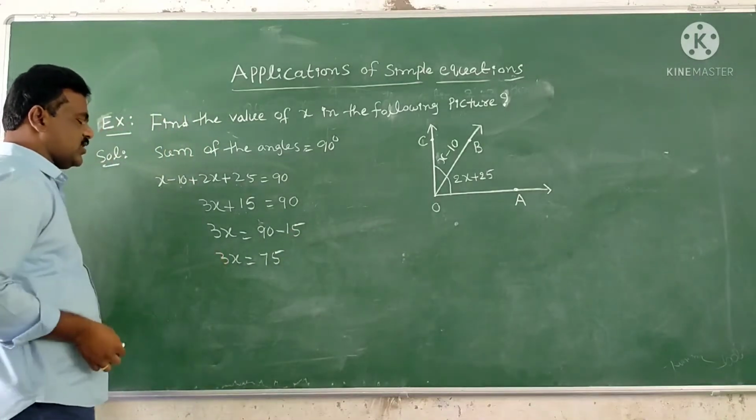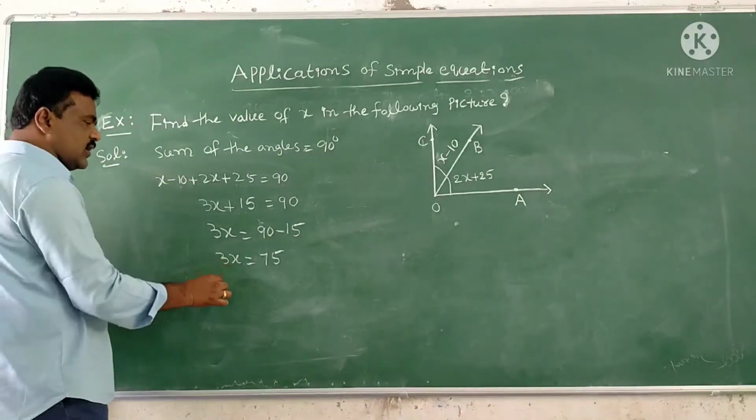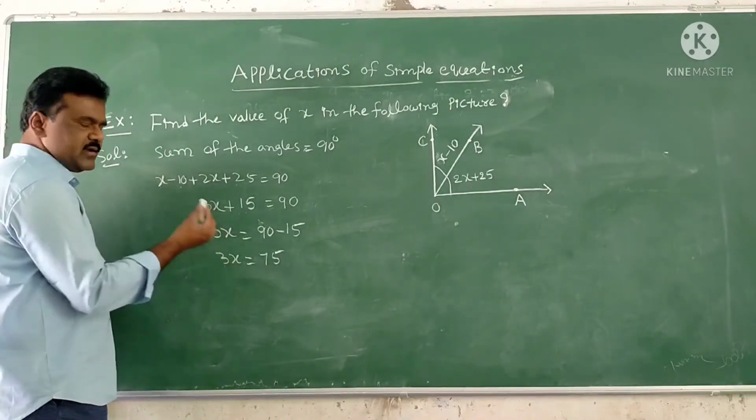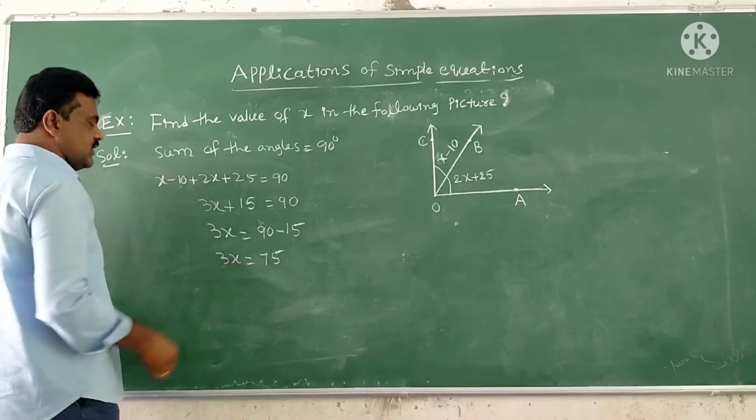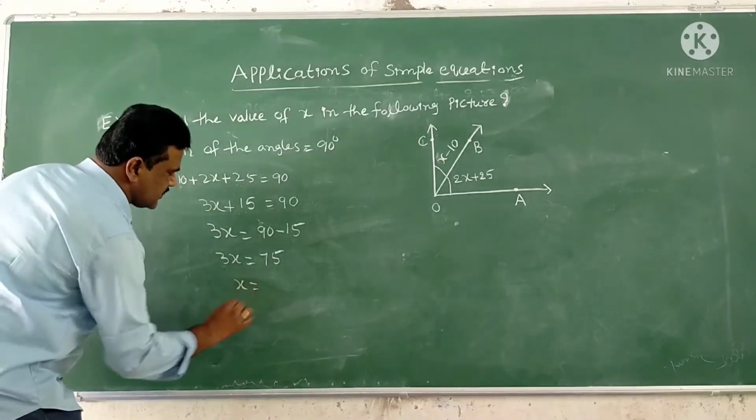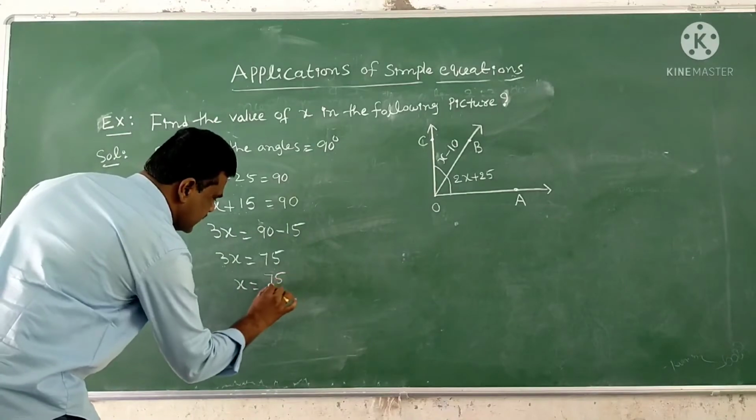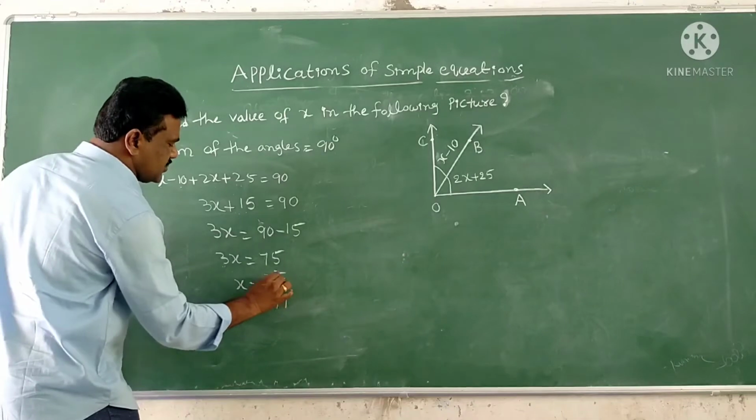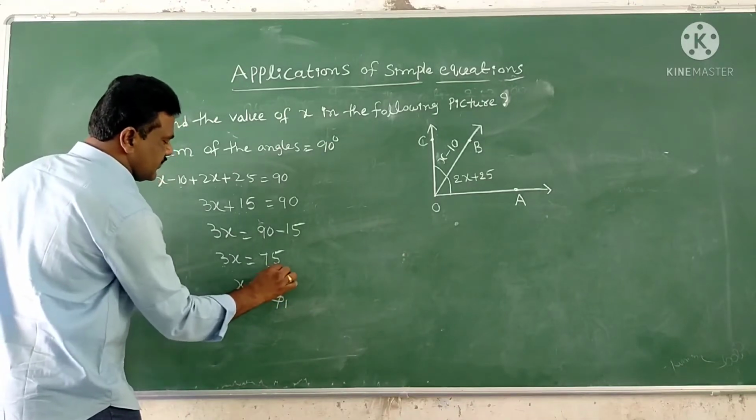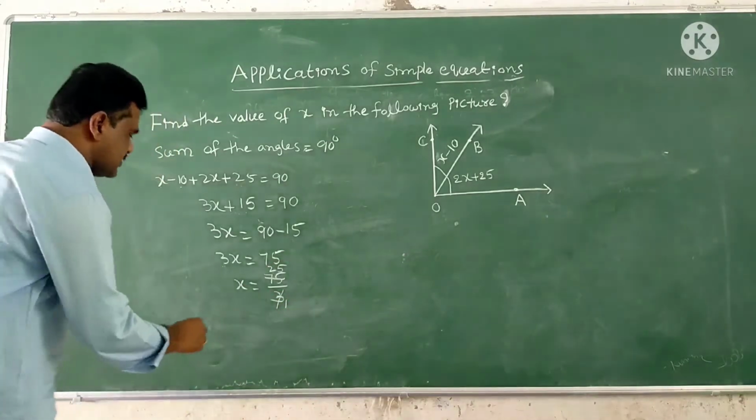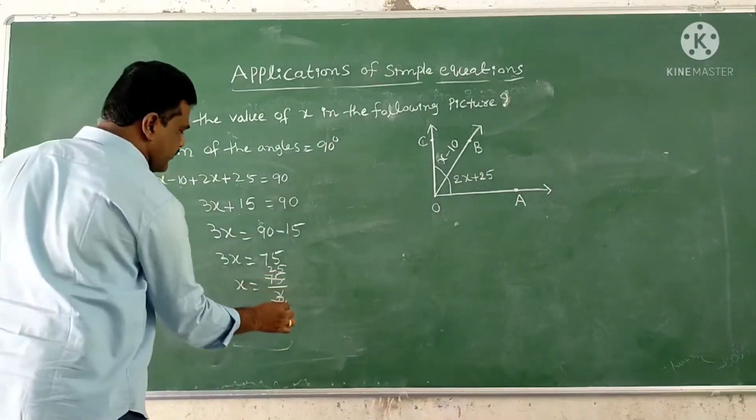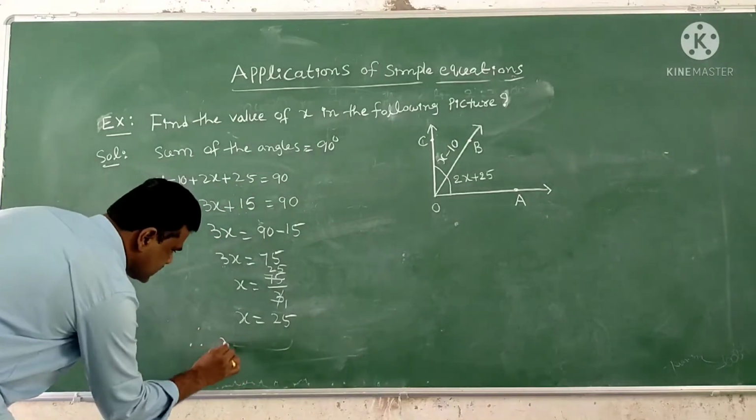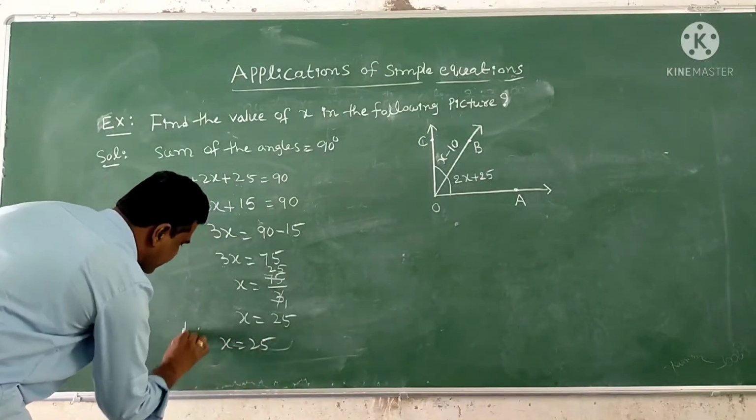Here, 3 is multiplying. Transposing 3 to RHS, it becomes divides. Then x is equal to 75 by 3. 3 ones are 3, 3 twos are 6, 3 fives are 15. Equal to 25 by 1, that is equal to 25. Therefore, x value is equal to 25.